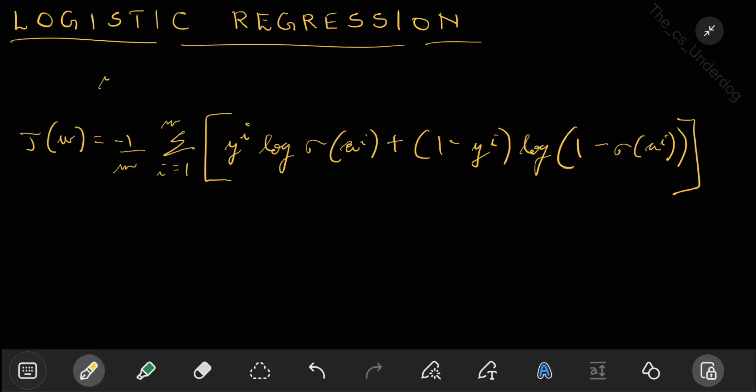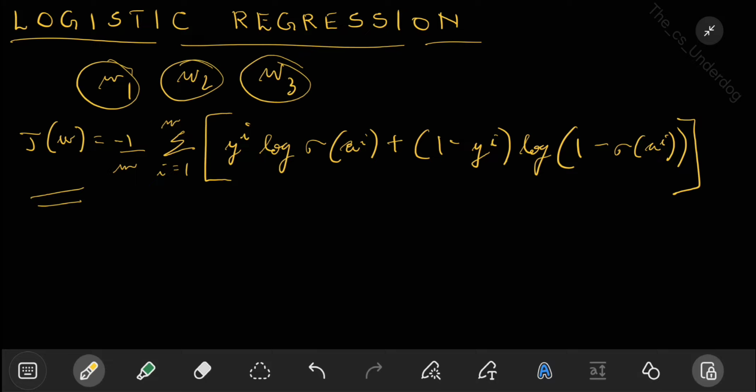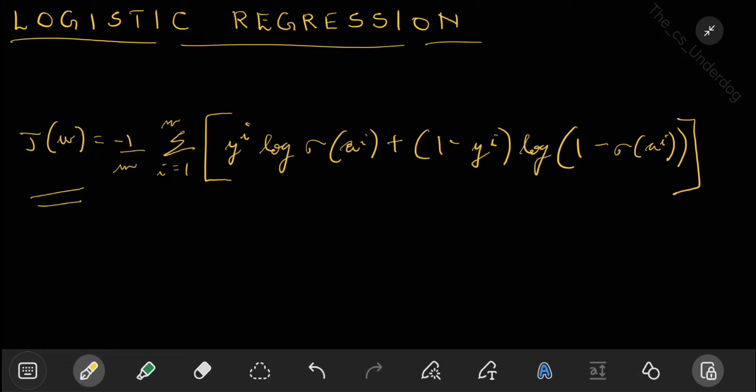That is, you had W1, W2, W3, etc. What you have to do here is minimize this function J of W, the negative of the log likelihood, with respect to each of these W's. With respect to each of those, you have to separately minimize them and find the optimal value of W1, W2, W3, etc. Let us generalize it as Wi and do the mathematics.